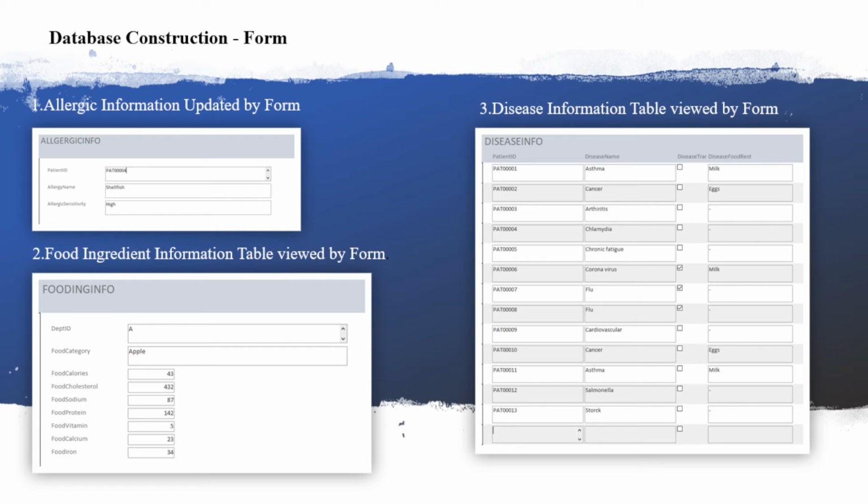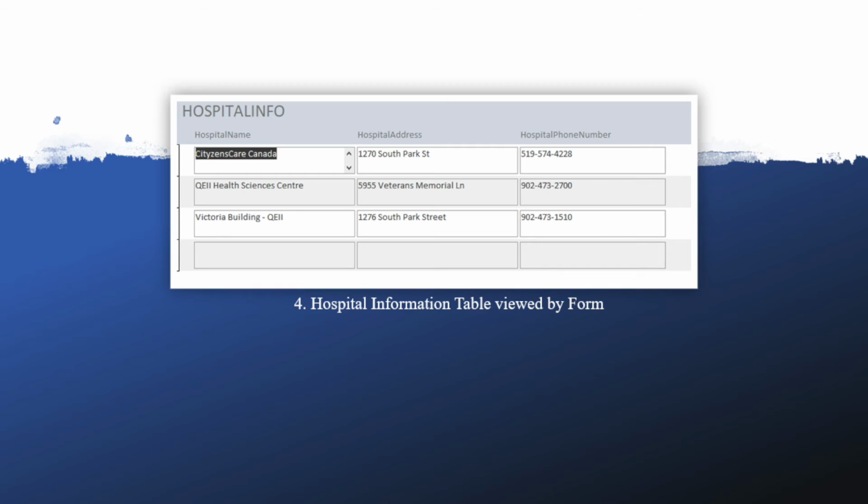For example, in the first part, we adjust the patient ID to get what food they are allergic to, and in the second part, we look up the initial of the food to find the corresponding food, from which we can understand the components of the food. In the third part, we can also use disease information to get what food the patient is allergic to. And in the fourth part, we search for the address and phone number of the hospital by looking up the name of the hospital.